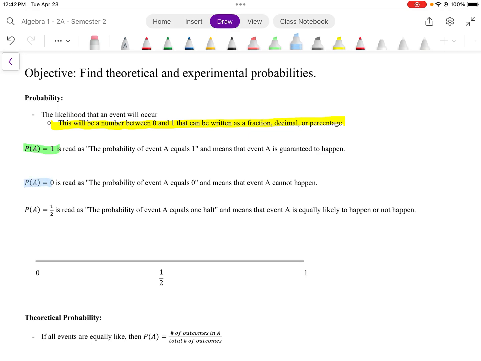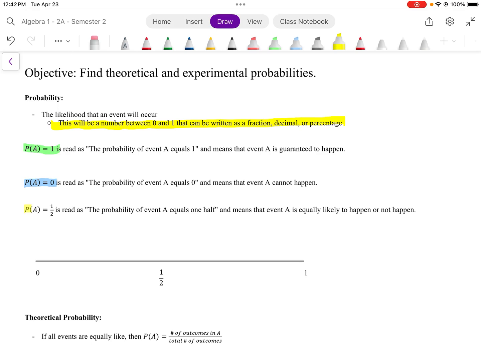On the other side of things, the probability of event A equals 0 means that it cannot happen. So if I said, what's the probability that the day after Monday is a 6 of clubs? That's not possible. That doesn't make any sense. That has a probability of 0.